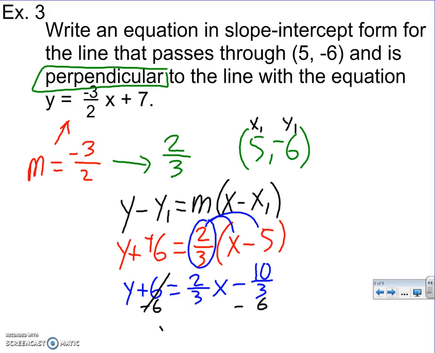So my final answer is y equals 2/3 x, and I'm going to use a calculator for this. 6/3, -18/3. That makes it -28/3.